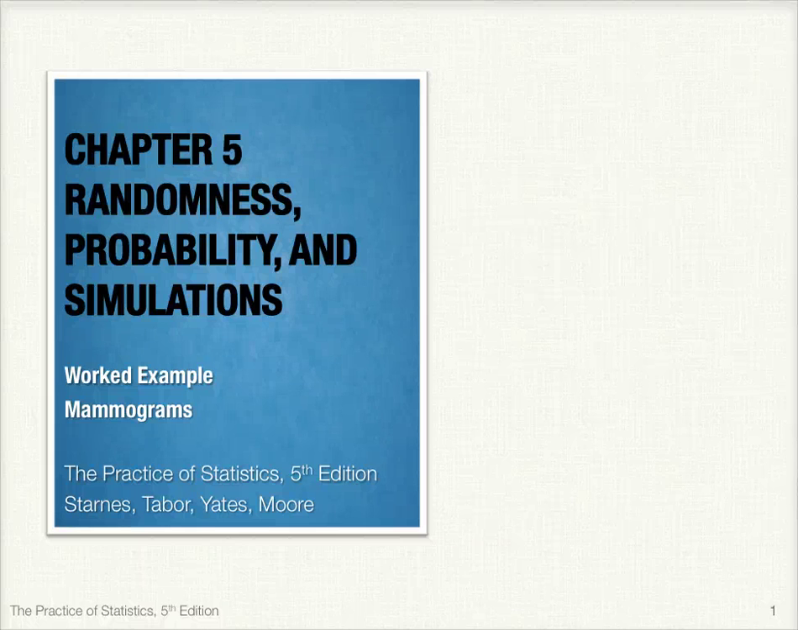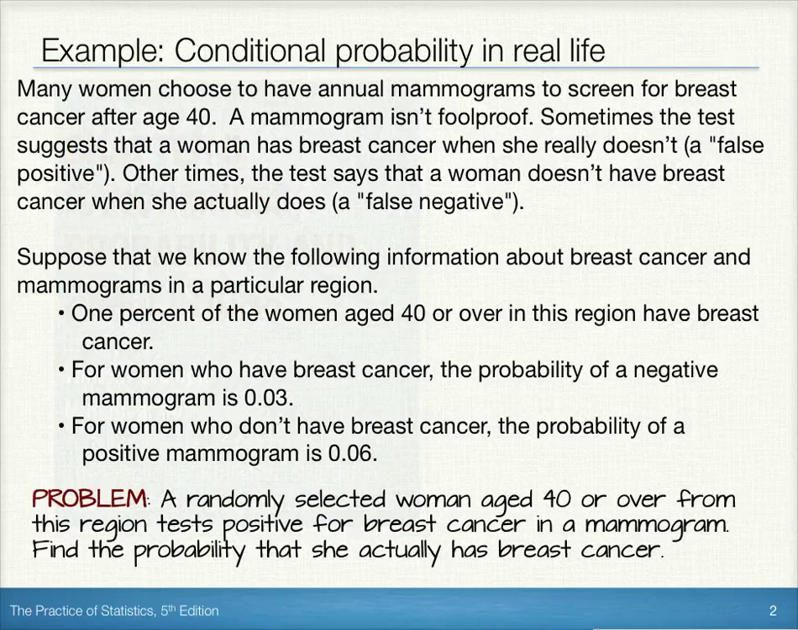In this example, we'll take a look at an example of conditional probability in real life. Many women choose to have annual mammograms to screen for breast cancer after age 40. A mammogram isn't foolproof, though. Sometimes the test suggests a woman has breast cancer when she really doesn't. We call this a false positive. Other times, the test says a woman doesn't have breast cancer when she actually does. We call this a false negative.